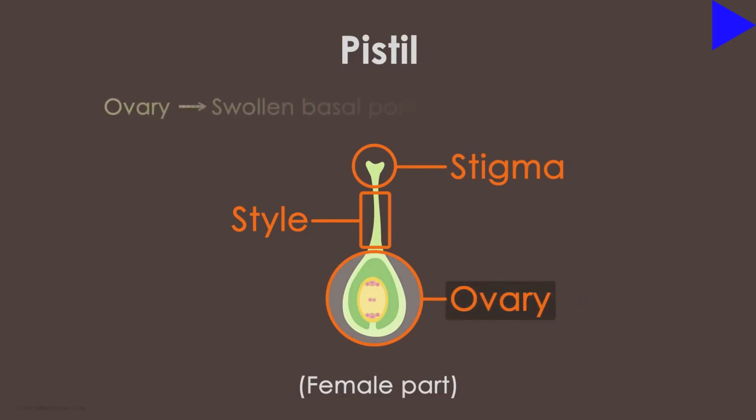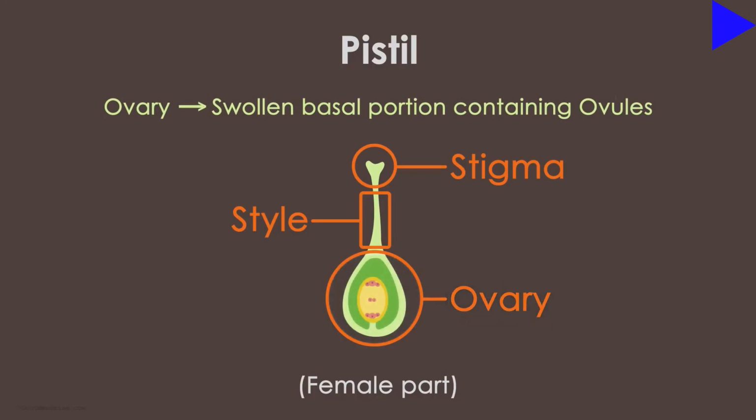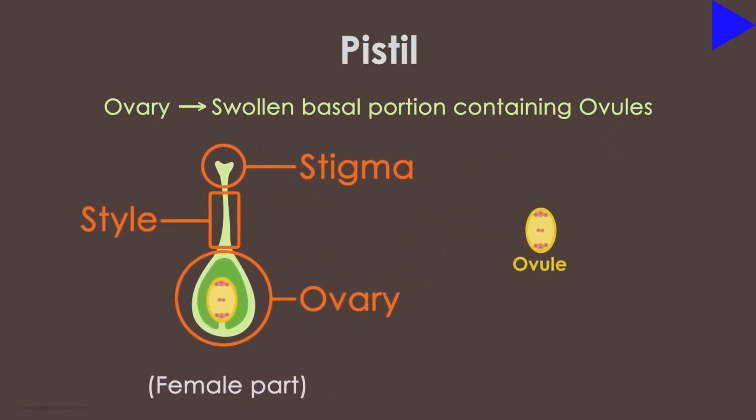It is the swollen basal part of the pistil which contains the ovules. But what are ovules and what is their function? Ovules are the female gametes that get fertilized and form the embryo.